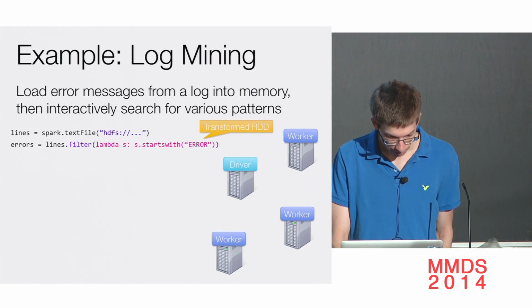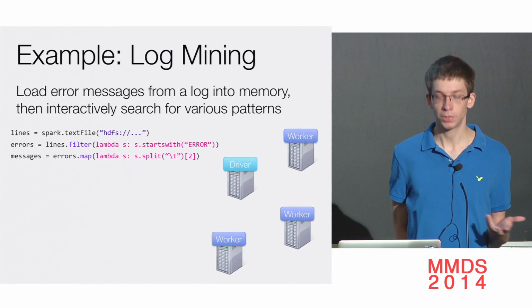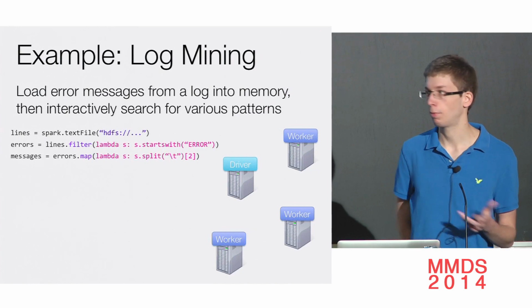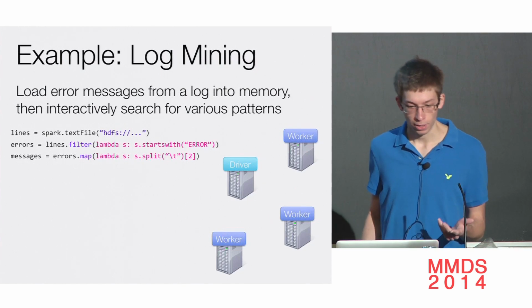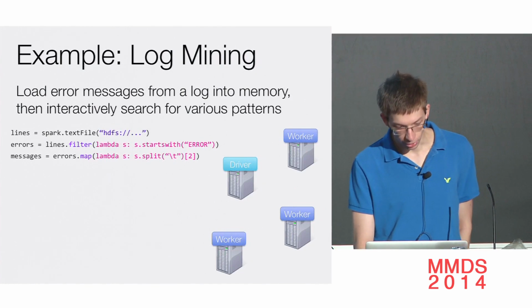Okay, and we might want to do more operations. So for example, maybe these are tab-separated fields, and we want to pull out field number 2. And so you can do that with the map operation, pass it another function to extract that field.